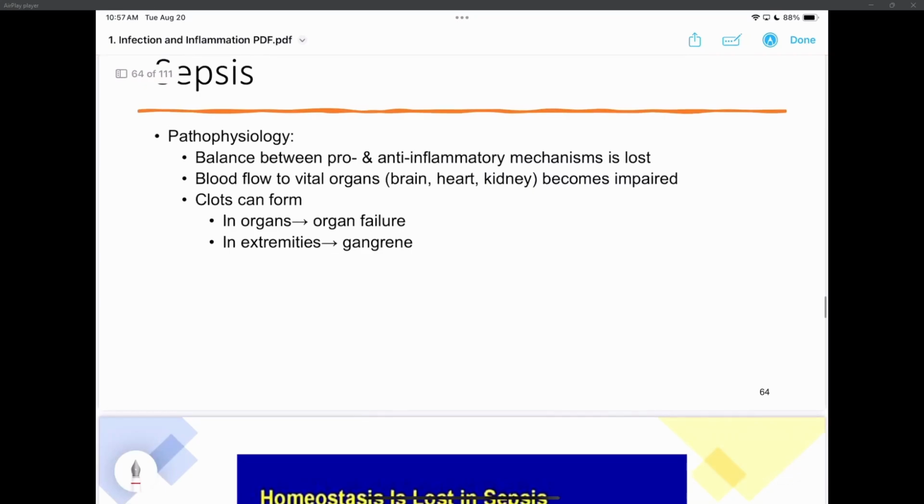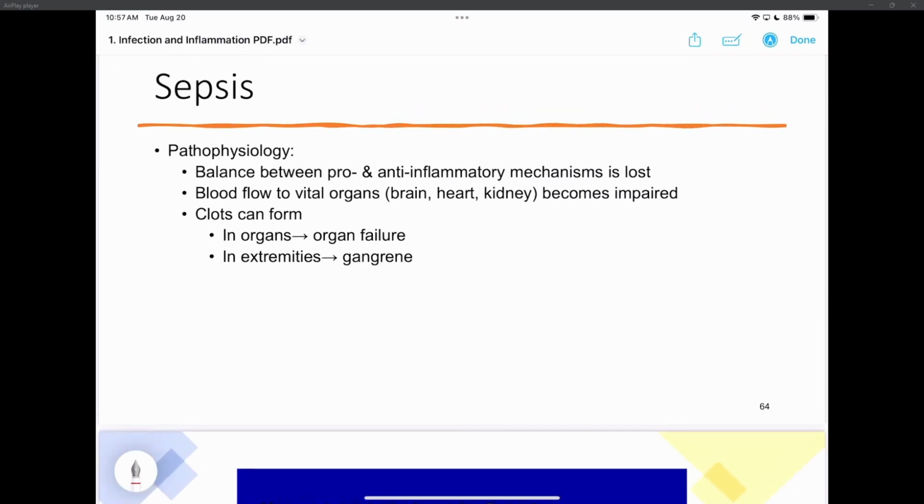With regards to sepsis, the balance between the pro and anti-inflammatory mechanisms is lost. Usually we're anti-inflammatory all the time, but during periods of sepsis, the pro-inflammatory side of the puzzle creeps up and we get full-blown inflammation. Blood flow to our vital organs, brain, heart, and kidney becomes impaired. That's why we talked about acute renal failure being one of the early signs of sepsis, because those kidneys are very susceptible to ischemia.